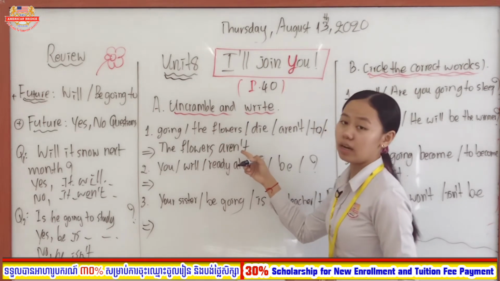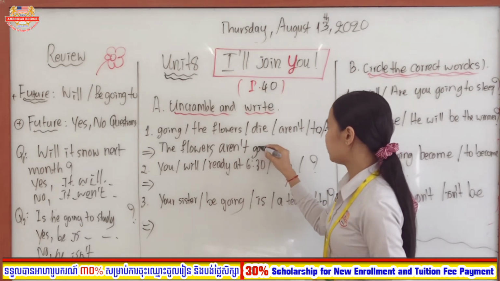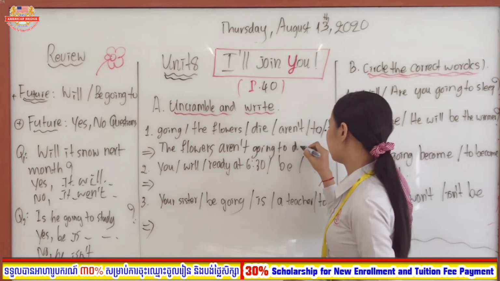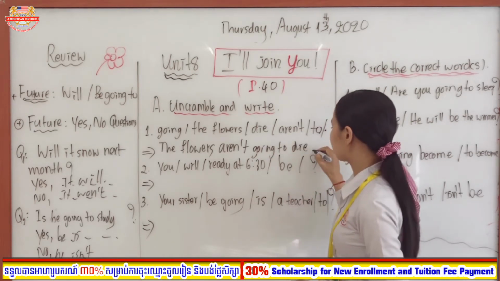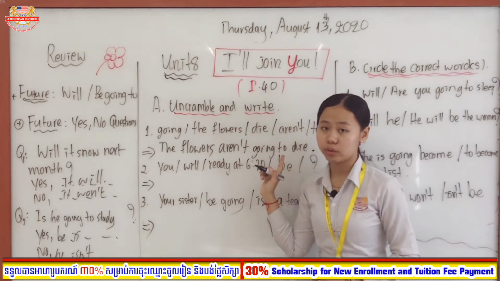So, and not, or, and then we have going to, right? So going to, and then we have the verb, the base form, which is die here. And then we have a full stop. So: the flowers aren't going to die, or the flowers are not going to die.